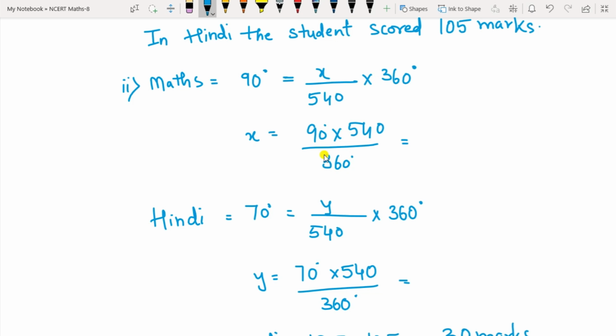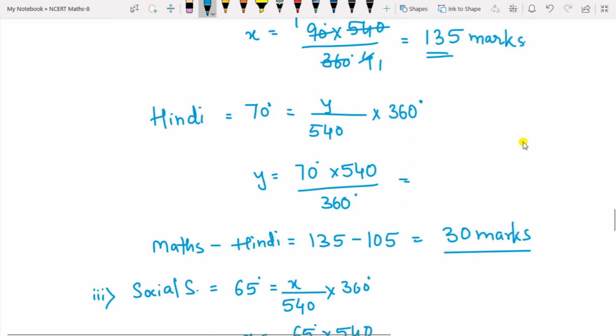On cancelling, let us cancel. 90 ones are 90, 4 ones are 4, 4 threes are 12, 4 fives are 20. So this is 135. 135 marks is scored in Maths.